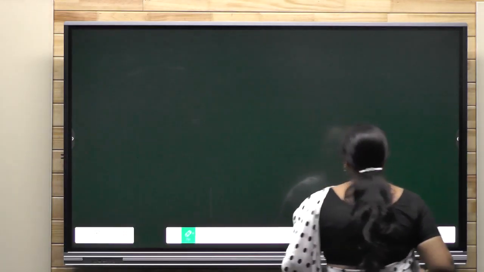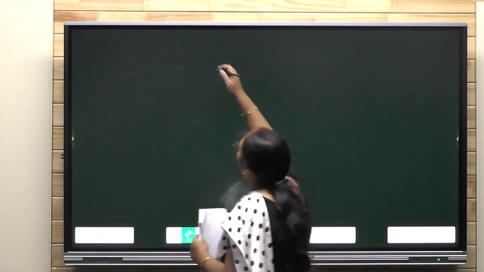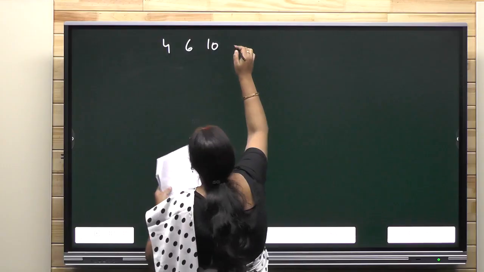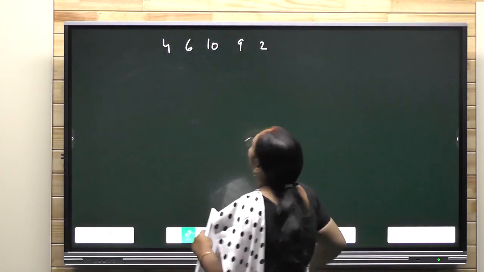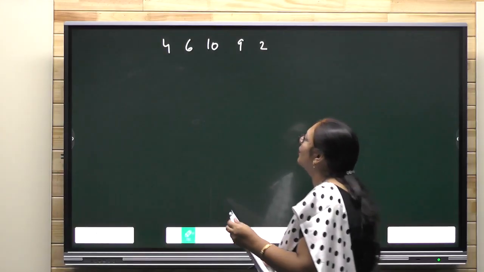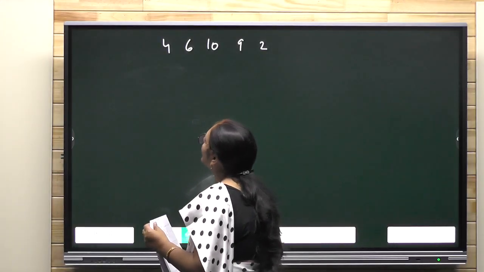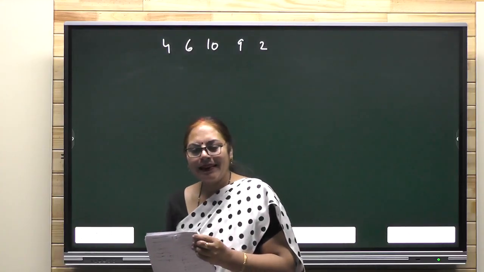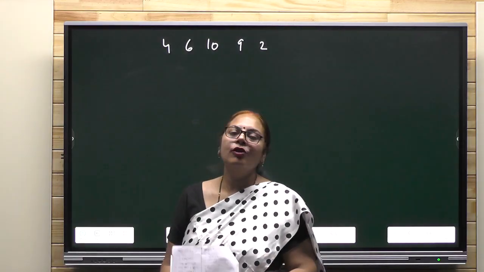Suppose we have the elements, we will take one small example: 4, 6, 10, 9, 2. These are the elements that we have in the array, and now you have to sort these using heap sort. The first step in heap sort is to make the heap, max heap or min heap. We are taking the case of min heap.